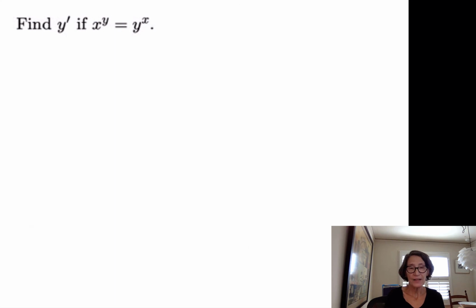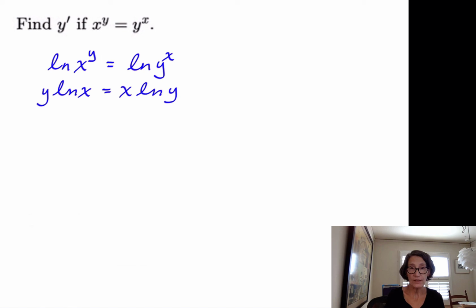In this example, we're asked to find y prime if all we know is x to the y equals y to the x. And we have to treat y as a function of x. And obviously, it's an implicitly defined function of x. So let's start by taking the natural log of both sides of that equation. So the natural log of x to the y is equal to the natural log of y to the x. Now let's use a property of logarithms to bring down the exponent, so it's y times natural log of x equals x times natural log of y.